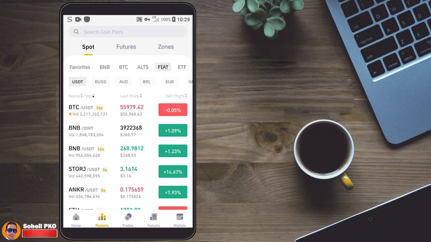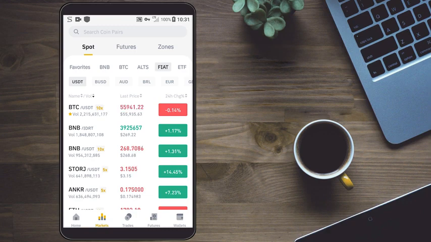For each pair that you see on this list, we have some information. For example, for BTC USDT, as you can see, we have volume of more than 2 billion USDT in the past 24 hours. The price is something like 55,900, which means one Bitcoin equals 55,900 USDT. And below that, you see the dollar equivalent. And we have also the percentage of changes for the past 24 hours.